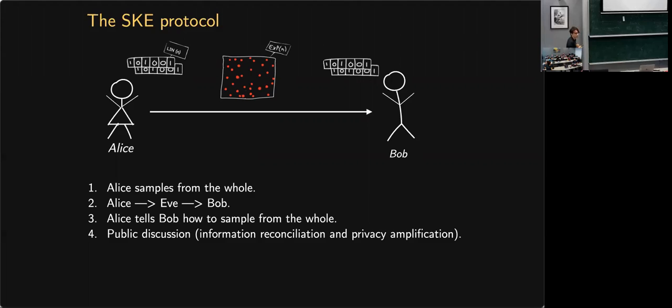So if Bob is sampling randomly, does that mean that the overlap they get is exponentially small? No, but Bob doesn't sample randomly. He samples from the positions that Alice tells him in step 3. So he waits with the state, and then he will sample from the positions that he gets from Alice.